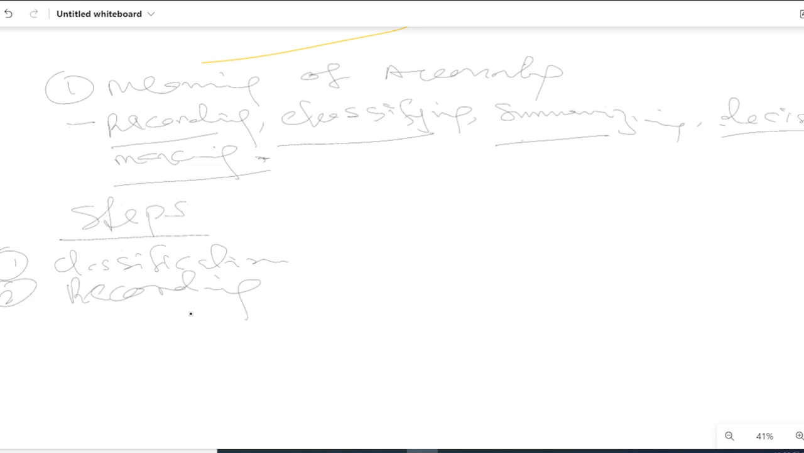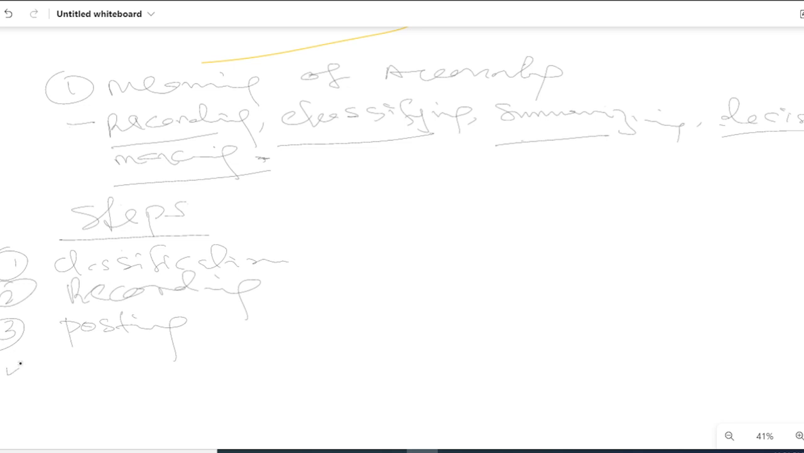Recording. You now record your transactions in appropriate books. Is this one going to sales day book? Is this one going to purchase day book? Is this returns inwards or returns outwards? Whatever it is, you now have to record it in the appropriate book. Then number 3, posting of the entries. You now post your transactions to those books.